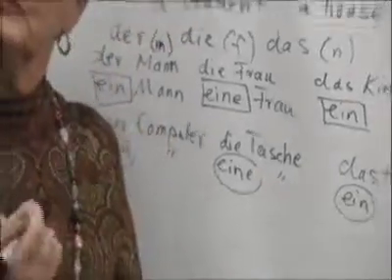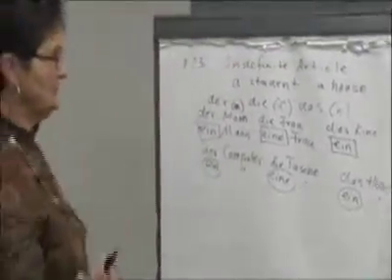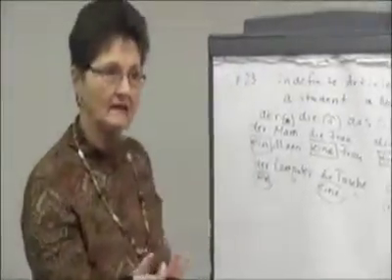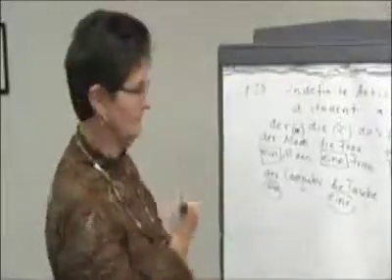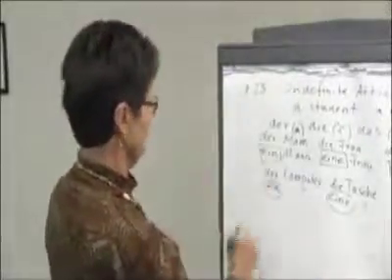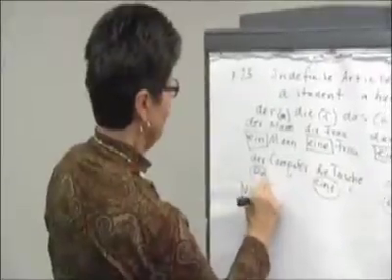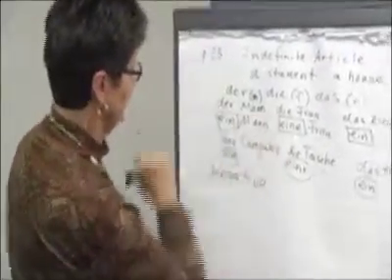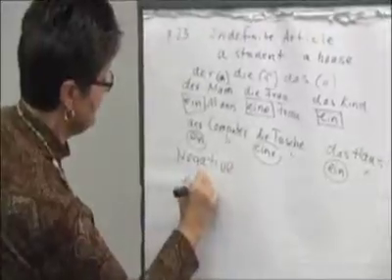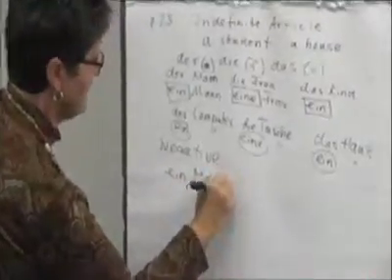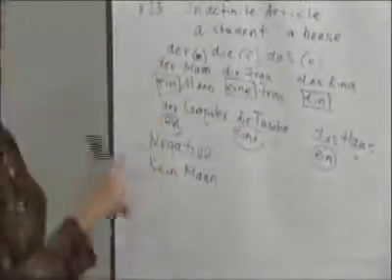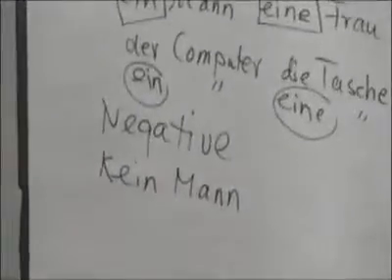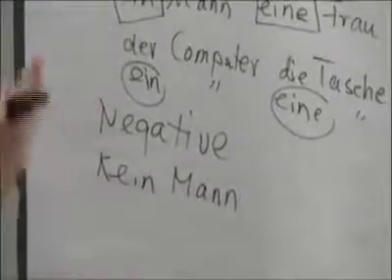Okay, now, we are usually very positive and upbeat, right? But sometimes we want to be negative. And we want to say, oh, that's not a man, that's a child. Or that's not a car, that's a bicycle. Now, how do we make an ein word negative? It's very easy. So, we have a man standing there, right? But we decide, no, that's not a man, that's a child. So we put the letter K in front and it makes it negative. Kein Mann. And it means not a man or no man.